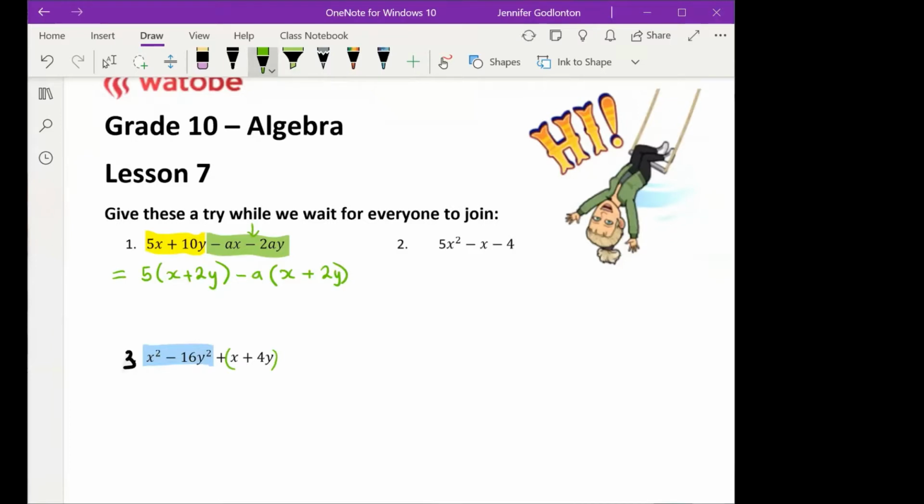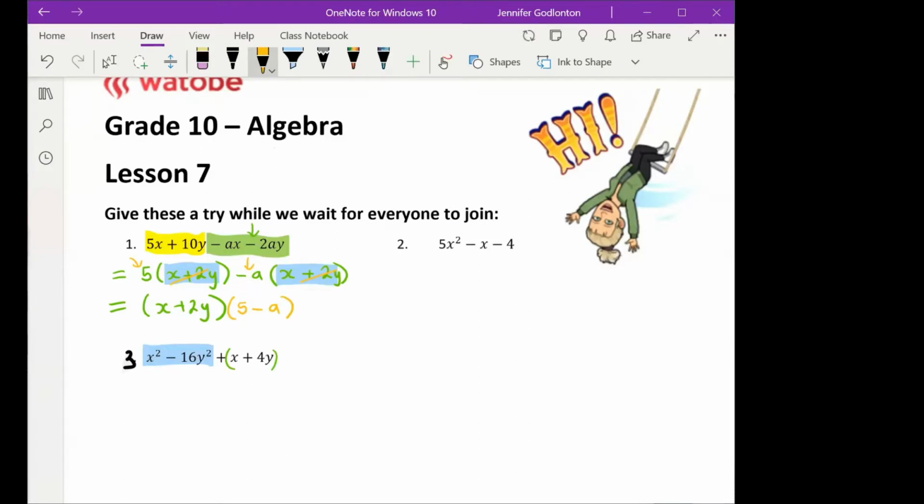And now this is how we know we're on the right track with grouping, because our brackets are the same as each other. As soon as we have a common bracket, we know that we've done something right when it comes to grouping. So the first thing we did was we grouped those first two terms and the second two terms. Now we're going to take out our highest common bracket, which is x plus 2y. And when we do that, remember, if it helps you, cross it out of both terms and you just write what we have left, and we've got a 5 left over, and then we've got a negative a left over. And that will be our final answer.